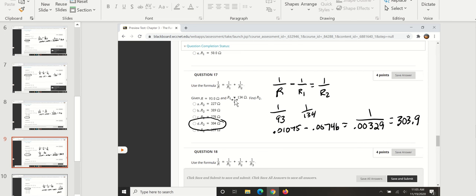Question 17. This time we're finding R2, which means we have to move 1 over R1 to the opposite side of the equation. That means the formula we're using is 1 over R2 equals 1 over R minus 1 over R1. Take the decimal equivalent of 1 over R, and 1 over R1. Here's the result. 1 over that is 303.9. Here is the actual answer, 304 ohms.